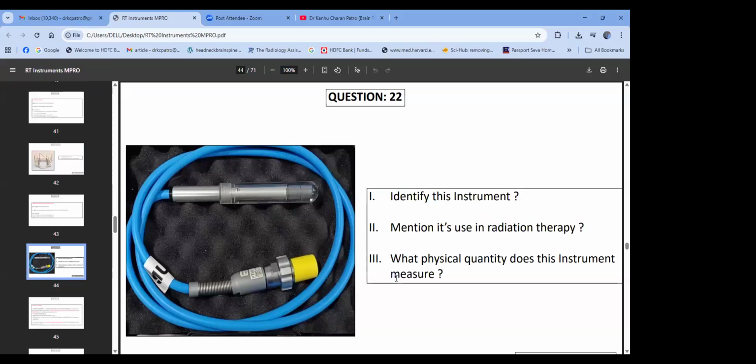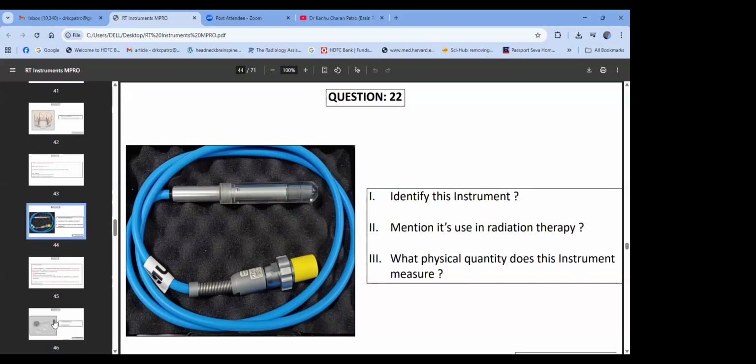Identify the instrument. So this is a Farmer chamber. Farmer chamber is a thimble type ionization chamber. These are used for high precision dose measurements in external beam radiotherapy. So yeah, that's part of your weekly QA. Yes, sir. So it measures the charge which is collected from the ionization events in the sensitive air volume. Yeah.